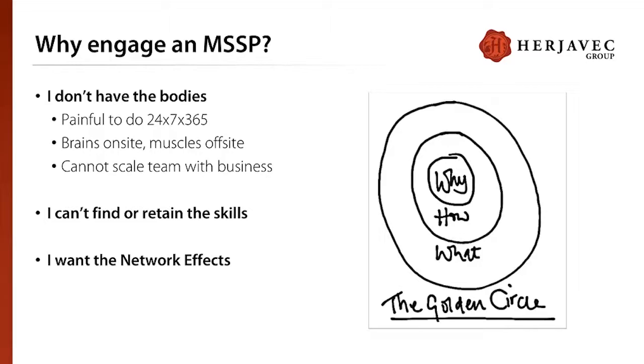The third, the network effects, right? So the network effects, what we mean by that are the cross-client and cross-industry data of threat intelligence, of threat actors, of what is happening across the world, across industries. That you can really only get through an MSSP. We have had customers in the past that have had multiple MSSPs because the network effects weren't enough with one. They wanted to have multiple MSSPs so they can have multiple sets of network effects.